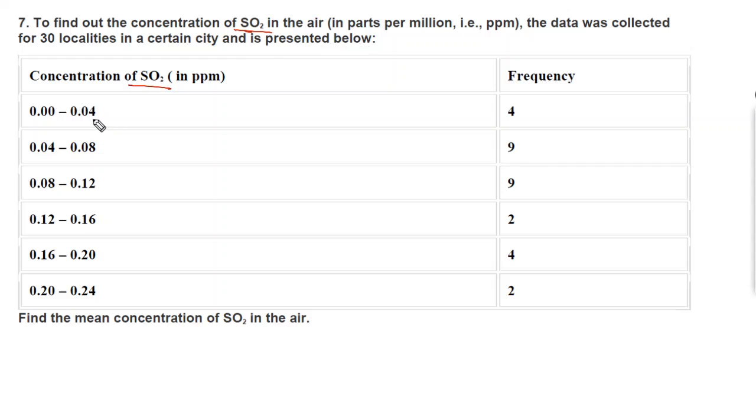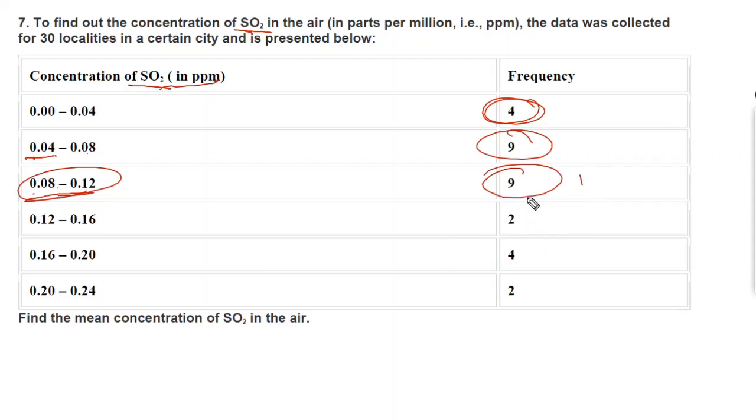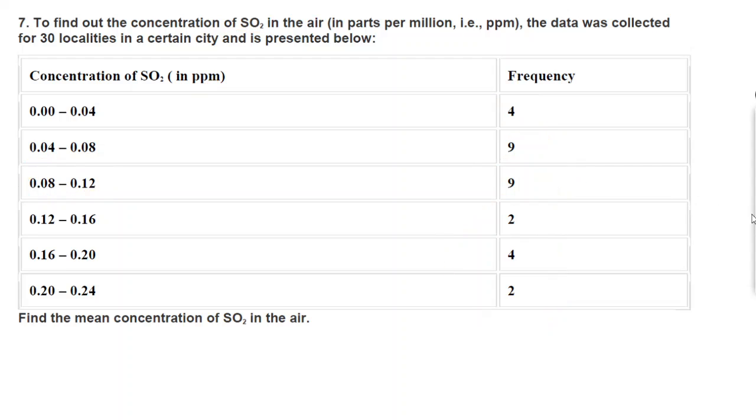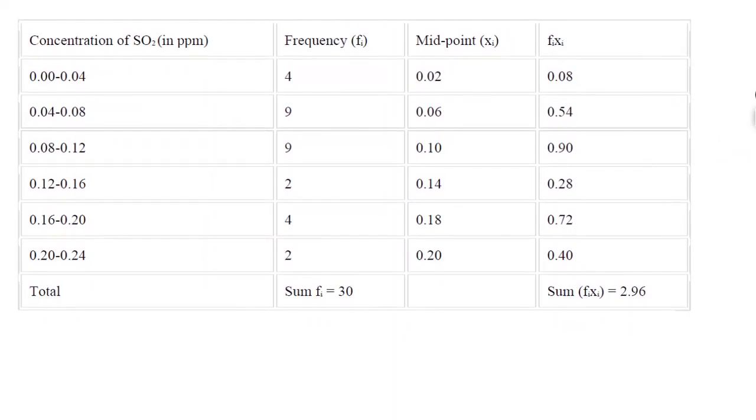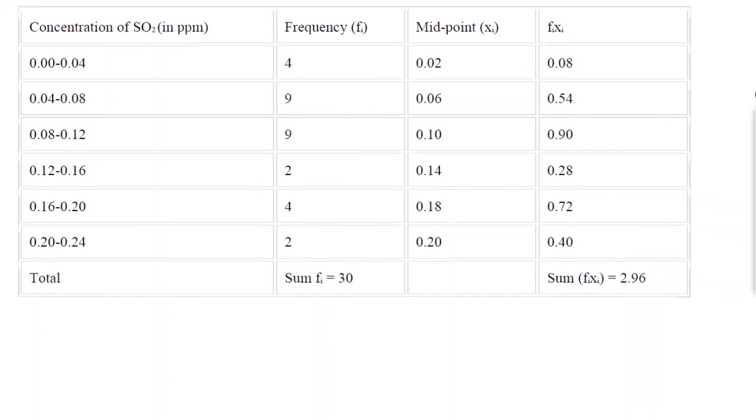0 to 0.04 parts per million has frequency in 4 cities. Then 0.04 to 0.08 parts per million in 9 cities. Here 0.08 to 0.12 parts per million in 9 cities, and so on and so forth. Now we will put this data in another table. So here we have put the data in our table, the same data.